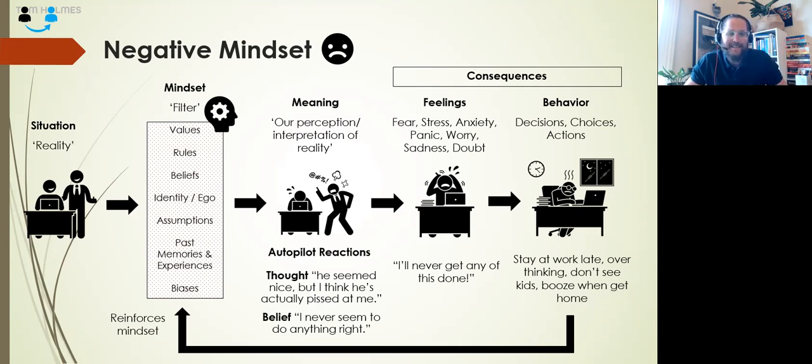Then there's identity and ego. So identity and ego, really this is about who I am and who I am not. So my identity is who do I identify as? It's my self-image. It's the picture of myself in the world. And so identity and ego really separates us from others. This is who I am. This is who I'm not. So that's identity and ego.